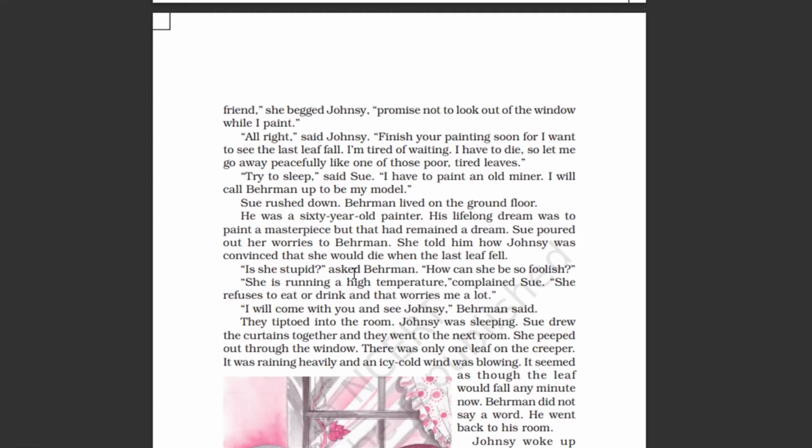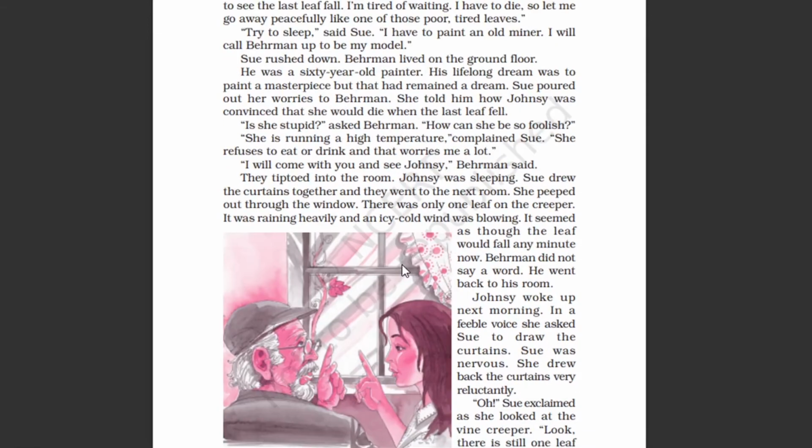Is she stupid? Asked Berman. How can she be so foolish? See, everybody will say such types of words, whether she is stupid and how she is so foolish.